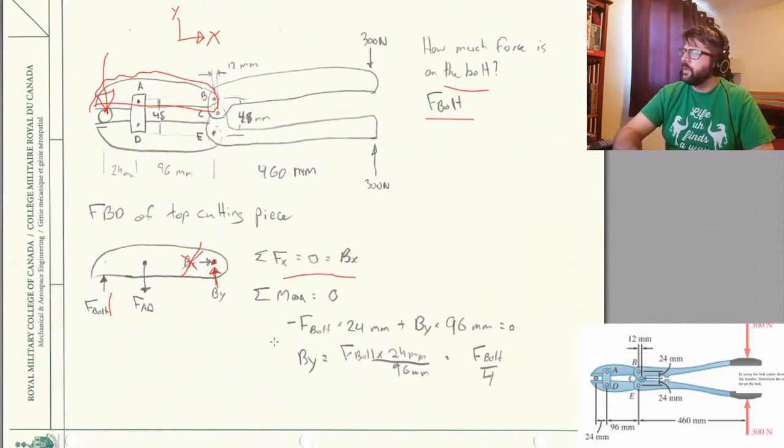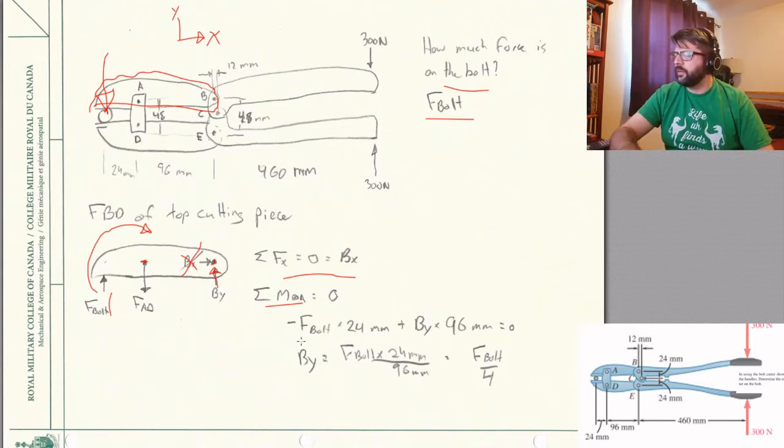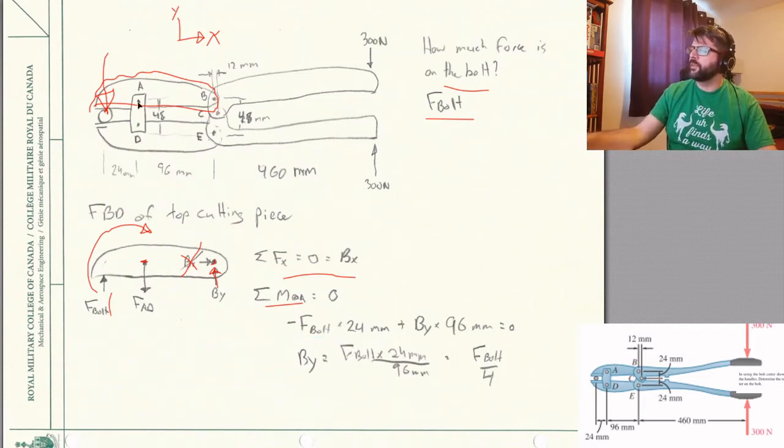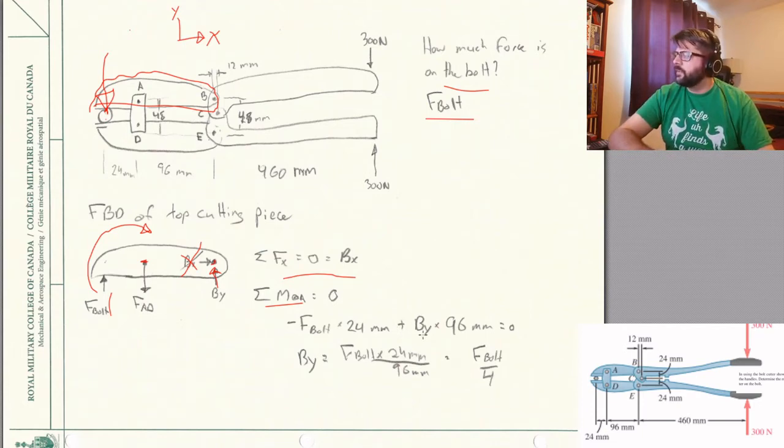So we want to get some useful information out of this. Let's go ahead and take a moment. So I'm going to take a moment about A. So it's about this point here, and that's going to be equal to 0. So the moment caused by the bolt is going to be a clockwise or a negative moment. It's going to tend towards clockwise rotation. And it's the force of the bolt times the 24 millimeters between the link and where the bolt is placed.